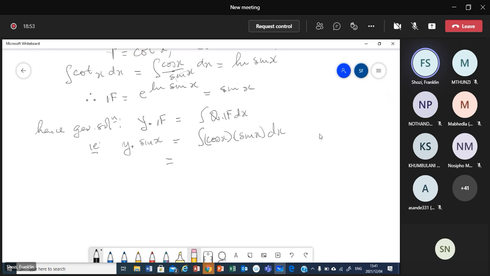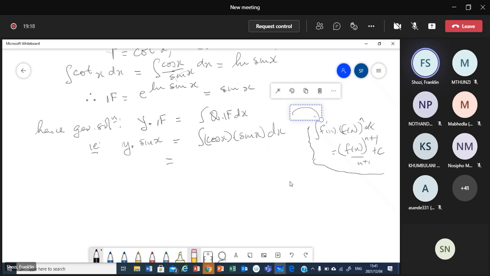Are these two related? Remember, the integral of f prime x times f at x to the power n dx is f at x to the power n plus 1 over n plus 1 plus c. So if I differentiate this, it will give me that. So this is this case here. So the answer is given by sine x to the power 1 plus 1, over 1 plus 1, that is 2, plus c.